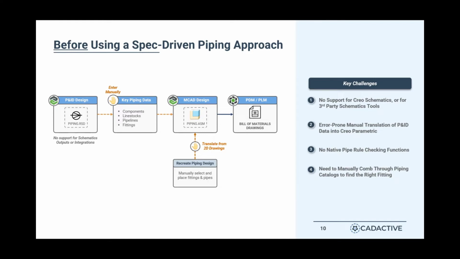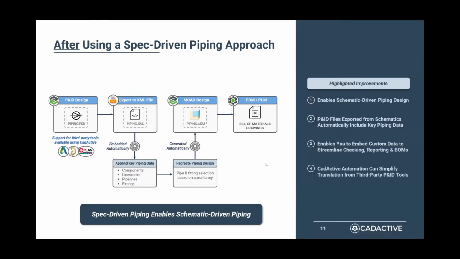Similarly, in order to place a component, you have to comb through your entire library of parts, which can be tedious and error prone. Similarly, without spec piping, there's no native pipe rule check functions or ways to automatically ensure that the 3D model matches the concept drawing or the P&ID at all. We like to show these diagrams because they give a good comparison from the current state to the future state. We see a lot of manual translation, a lot of selecting things by hand and getting them in there. Once we have spec-driven piping implemented, it allows us to automate a lot of those handoffs.